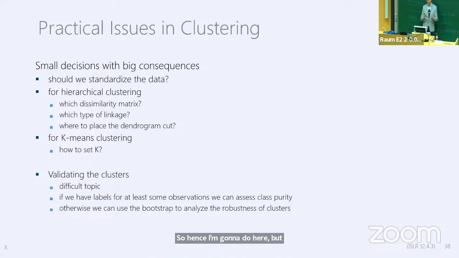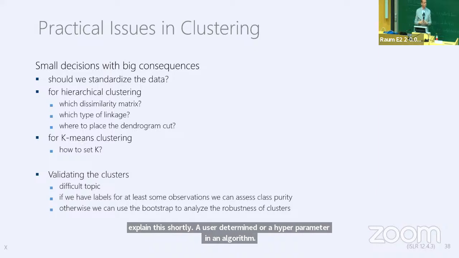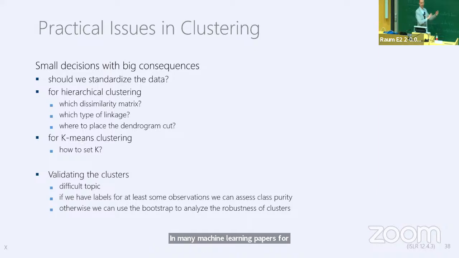So essentially, this means I have no damn clue. I do, but not right now, I don't have the time. This is also what you always see: a user-determined hyperparameter in an algorithm. In many machine learning papers or studies, the expert can set this value. This is machine learning speak for we have no damn clue. It's like, if you want it high or low, you go ahead.